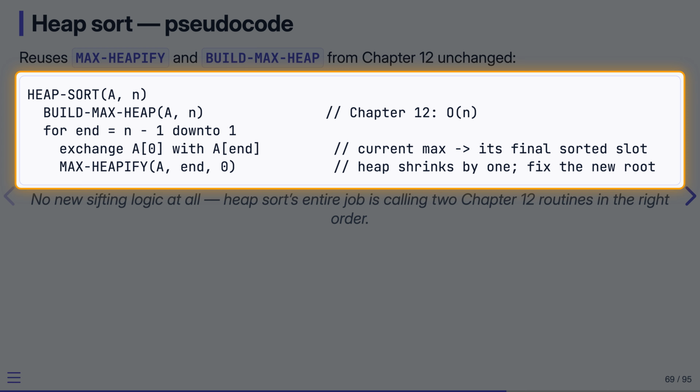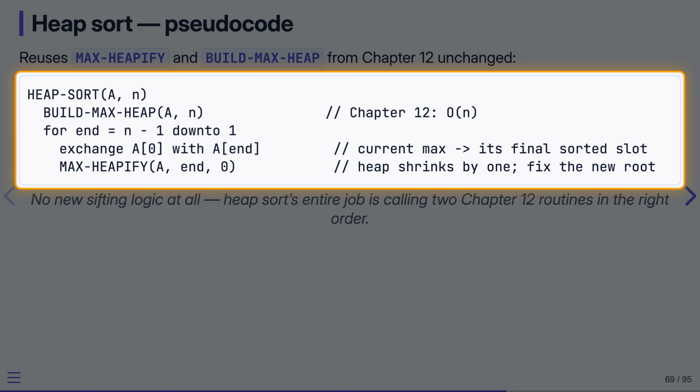Let's trace heap sort. The top row is the max heap right after chapter 12's build. The root, 16, is the largest value in the whole heap. Each row below is one extract. We swap the root to the end of the live region, then heapify down the rest.